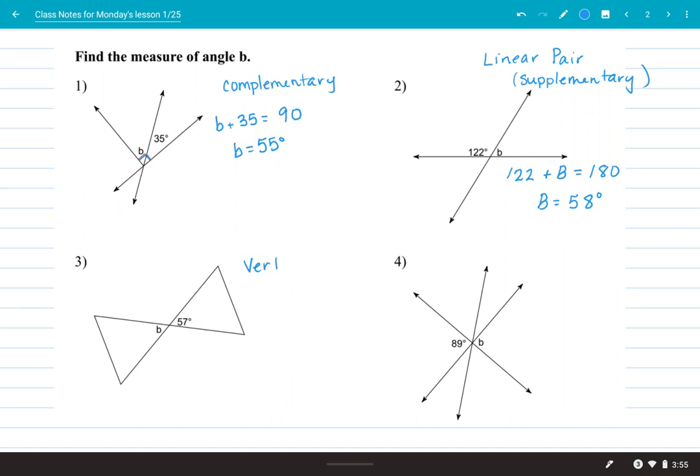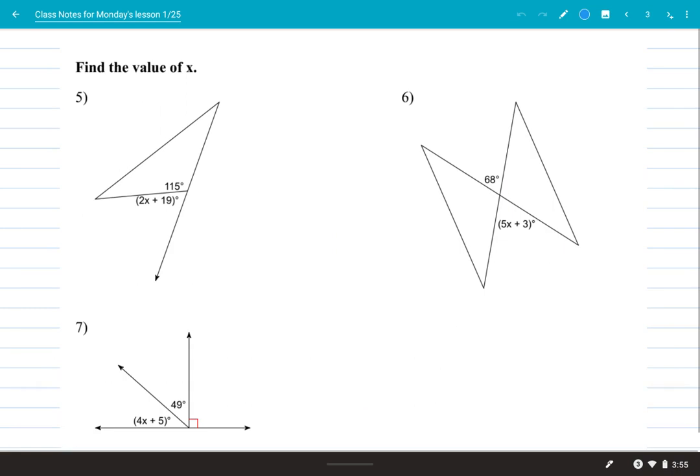So this is vertical. And these are going to be one of our favorite ones because we're going to use them a lot. So with this one, B is just going to equal 57. They're across from each other. And number 4 is also going to be vertical. So B equals 89. Now, when we have to solve them, all I'm going to do is show how to set them up because I know that you know how to solve.